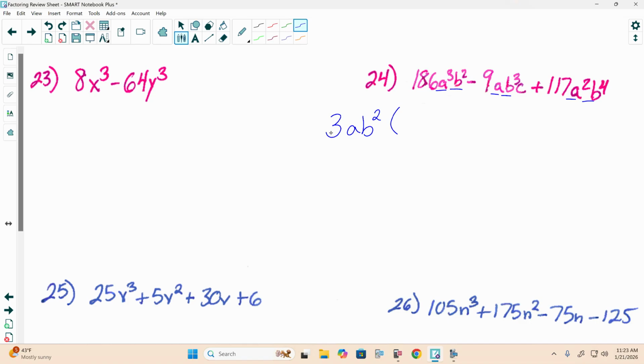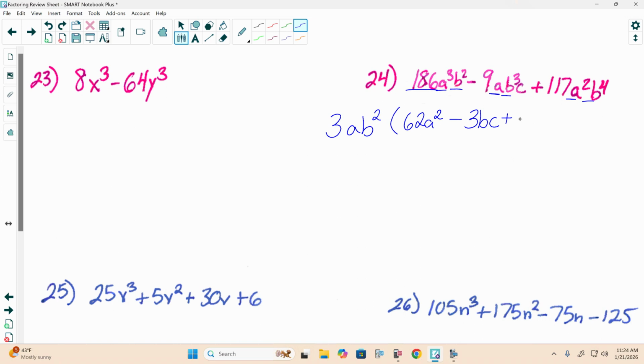186 divided by 3, we saw, is 62. If I factor an a out of a cubed, we're left with a squared. And if we factor b squared out of b squared, it factors out completely. So we have 62a squared. 9 divided by 3 is, well, 3. If I factor an a out of a, it's factored out completely. And if I factor b squared out of b cubed, it's going to become b, and we still have c.